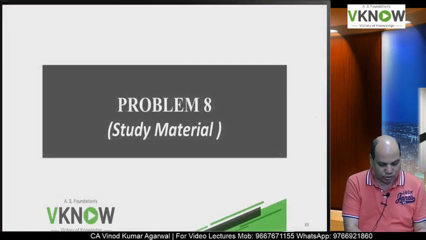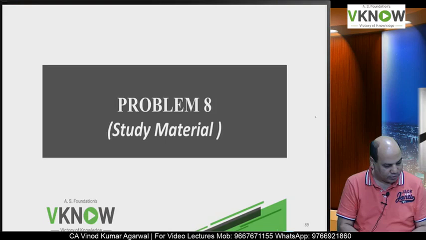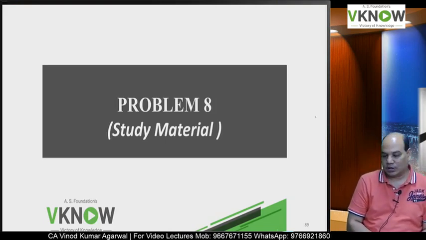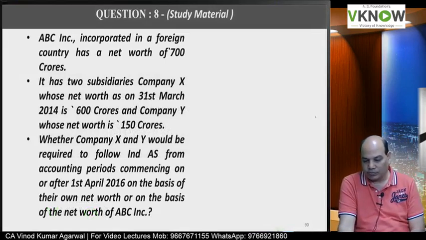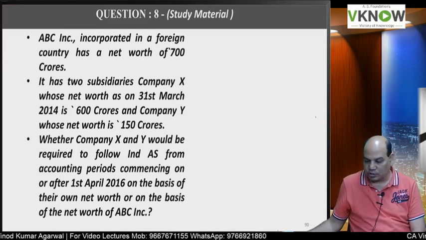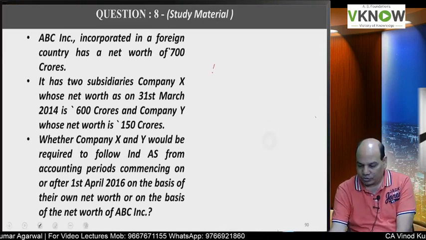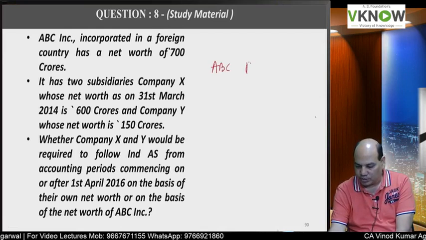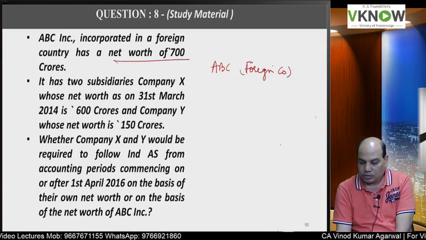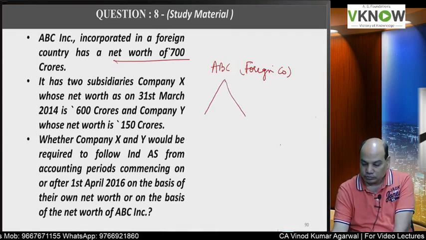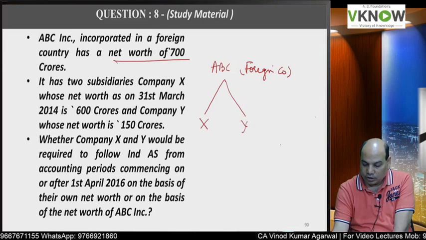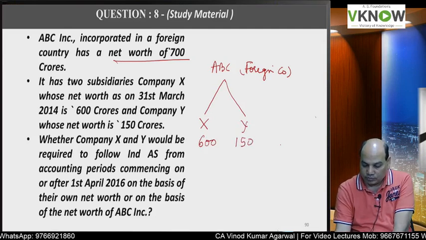One more question is there. Total 8 questions were there, right? These all 8 questions are in the study material. It says ABC Inc. incorporated in a foreign country has a net worth of 700 crore. So ABC is a foreign company. We don't have to look at the net worth of the foreign company. Is it right? It has 2 subsidiaries, X and Y. Net worth is 600 crore and 150 crore.